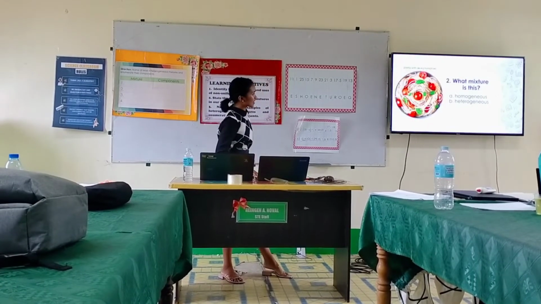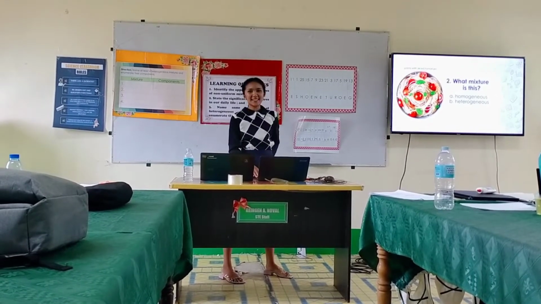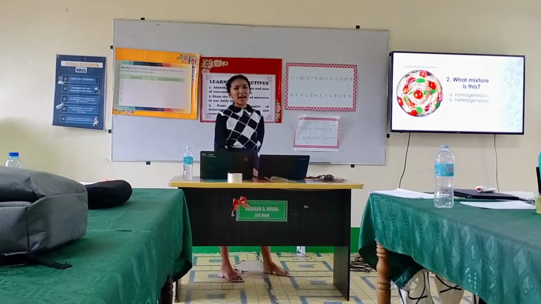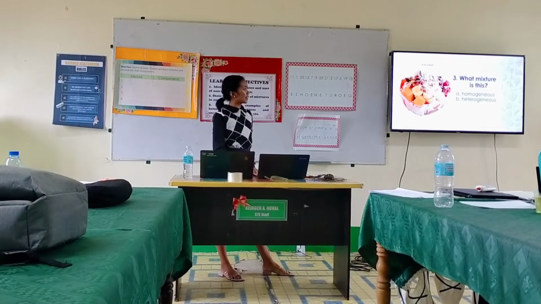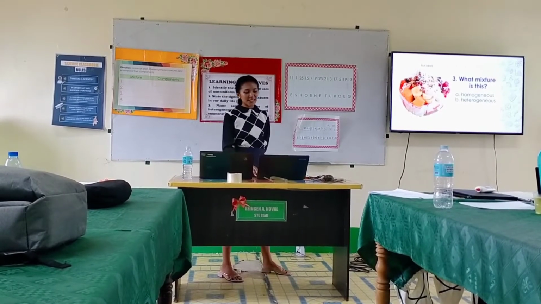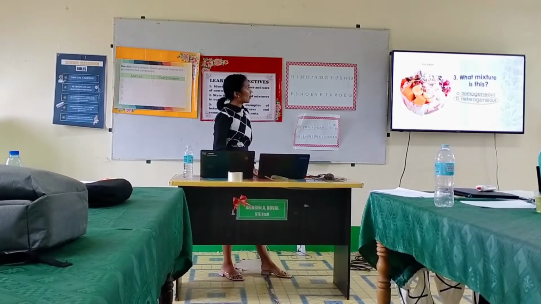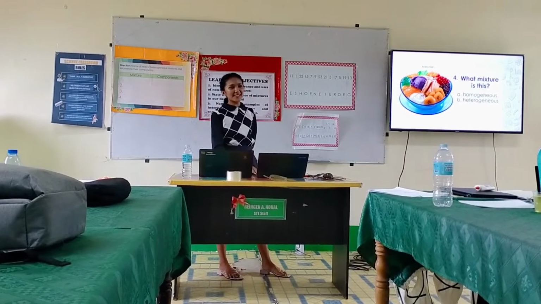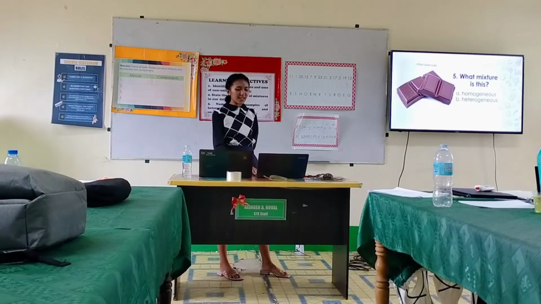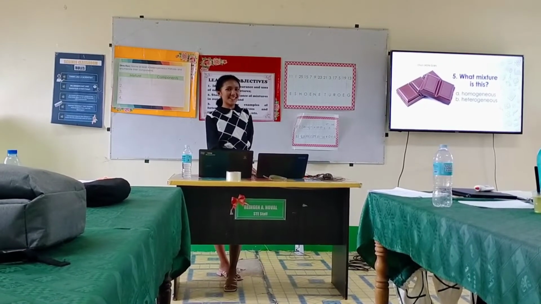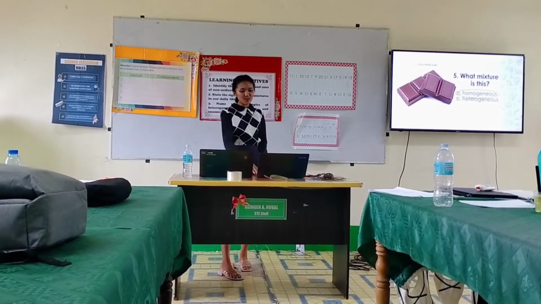How about this? What kind of mixture? Heterogeneous. Very good. We have heterogeneous. How about this one? Heterogeneous. Very good. It is hetero. How about this one? Hetero. Very good. It is a heterogeneous. How about the last one? Homo. Very good. It is a homogeneous.